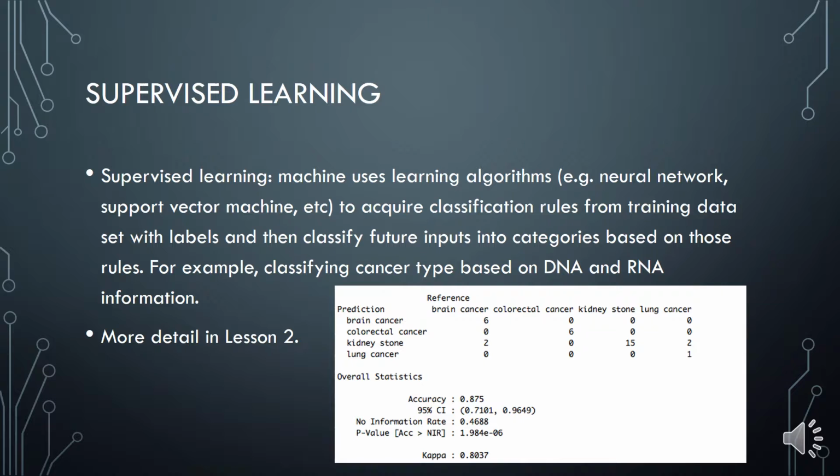6 brain cancers correctly classified as brain cancers. We also have 2 brain cancer cases misclassified as kidney stone. We also have 6 cases of colorectal cancer correctly classified, 15 cases of kidney stone classified correctly, 2 cases of lung cancer misclassified as kidney stone. So all the diagonal entries indicate the correctly classified objects. Entries anywhere else other than the diagonal entries indicate misclassification.